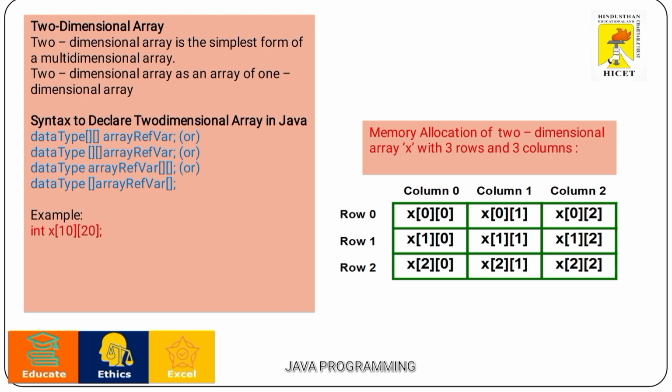Here the first cell x of 0 0 represents the 0th row and 0th column value, and next x of 0 1 is the 0th row and first column. Similarly, we can represent each cell.